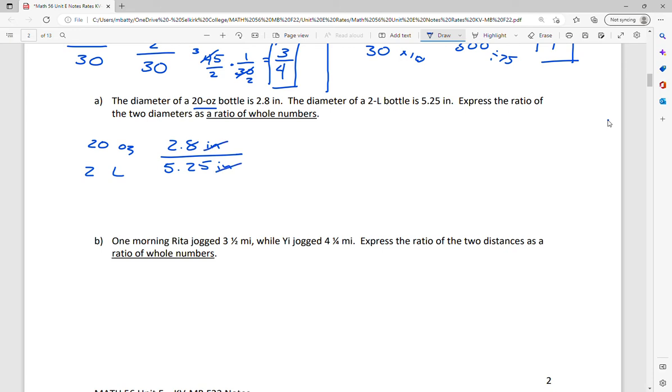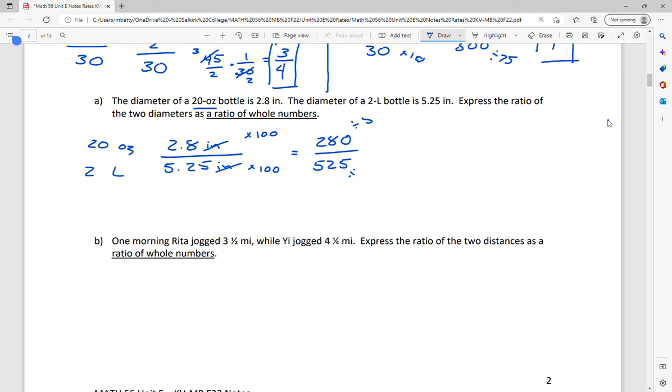So the inches are good, right? They go away. If we do this one decimal wise, because I think that one's easier than converting these decimals into fractions, right? We would multiply by 100 top and bottom because that would get rid of all of our decimals. So I get 280 over 525. And this makes nice, neat whole numbers that I can now reduce.